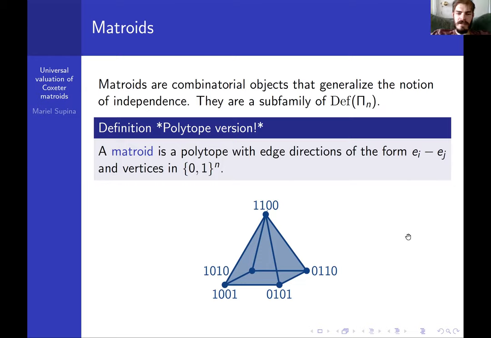And then we have another follow-up from Seth about how does the basis exchange axiom get there? Yeah, so this has to do with the fact that the edge directions have the form e_i minus e_j. So if two vertices are connected by an edge, then there's some basis exchange operation that you can do to get from one to the other. So that's one way that it shows up. Are there any other questions?